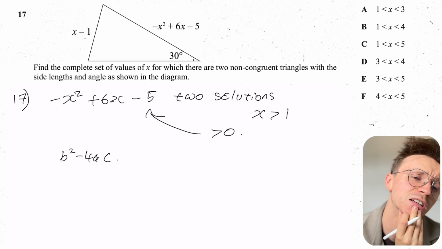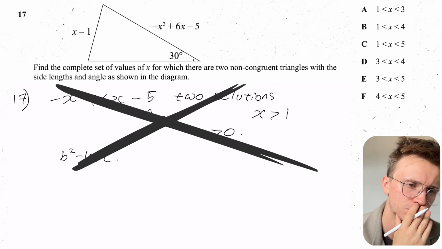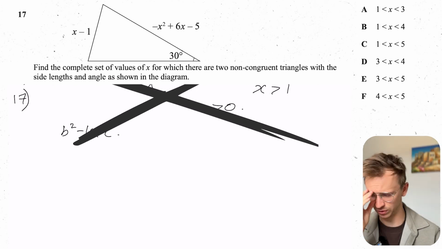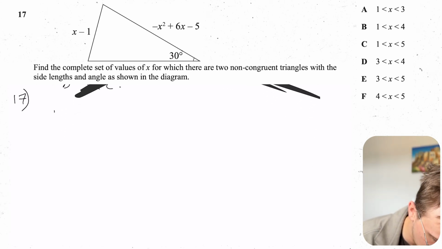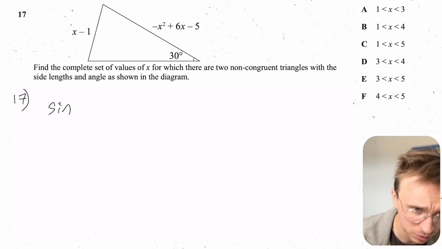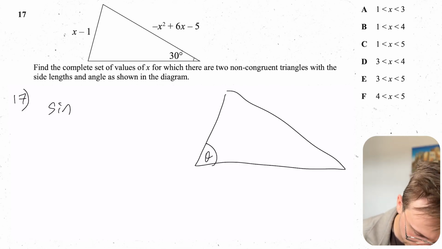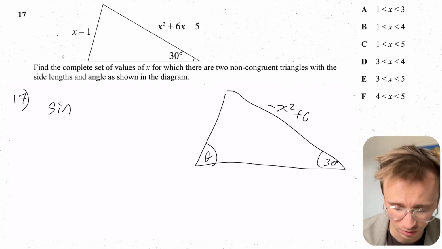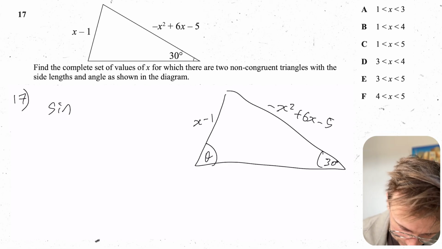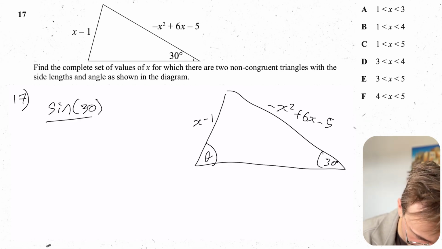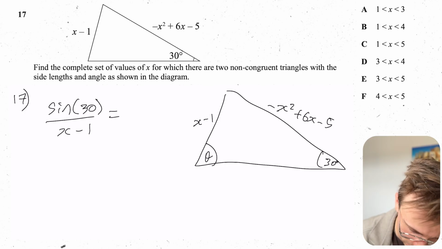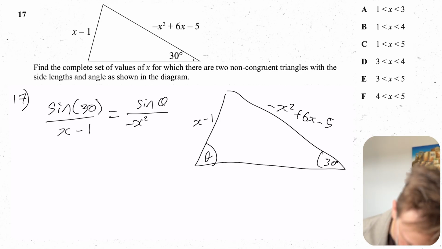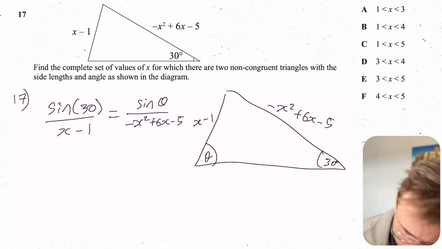Oh, it's the third side. Okay. So it's to do with the sine theta. Okay, so sine of this bottom angle theta, 30 degrees, and so this is a given, and this is x minus 1. So sine 30 over x minus 1 equals sine of theta over minus x squared plus 6x minus 5.